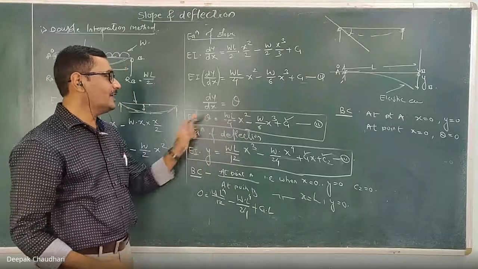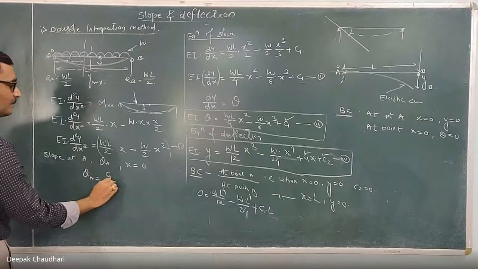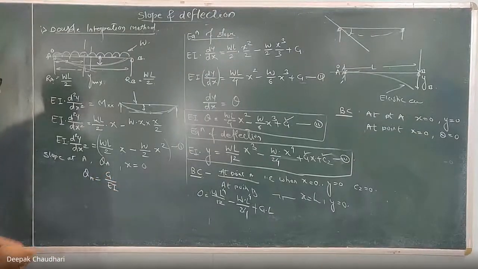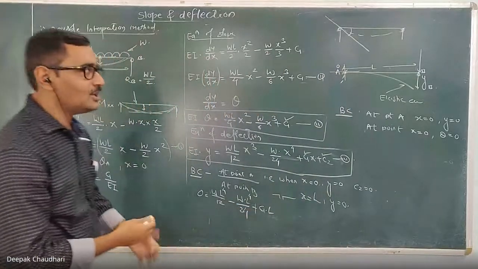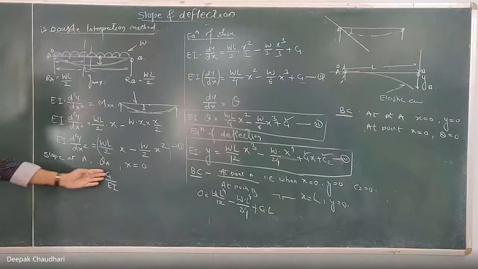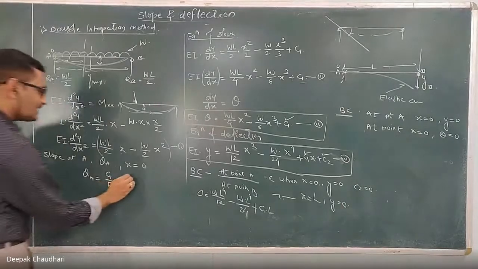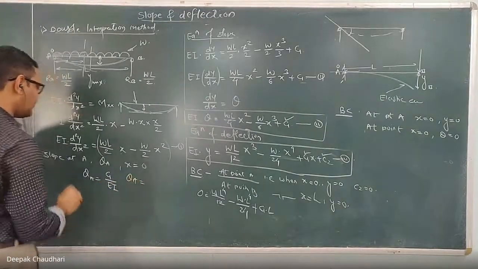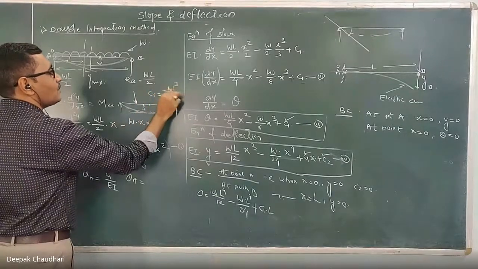So you will get this theta. This theta at point A equals C1 upon EI, you will get an equation like this. You got the value of C1, which I wrote earlier: minus WL cube upon 24. If you substitute that value of C1, you will get the slope at point A. So this theta at point A, if I consider that C1 equal to minus WL cube upon 24.